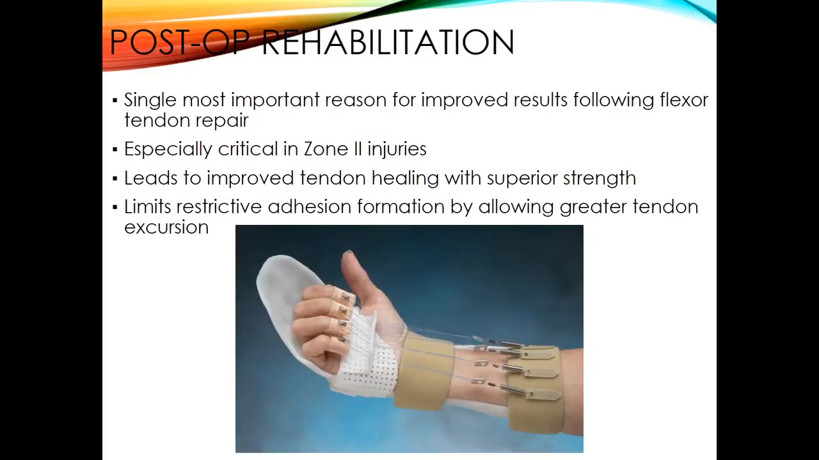As far as rehab, the single most important reason that zone 2 flexor tendon reports of success have improved over the last several years has been the post-op rehab. And what you are seeing is not only improved tendon healing with superior strength, but more motion and earlier return to motion, because you're limiting the restrictive adhesions that form by having those tendons not moving. By being able to get that tendon excursion back early, you're restricting the formation of adhesions between the tendon and the tendon sheath.